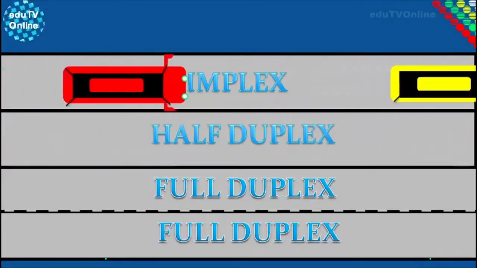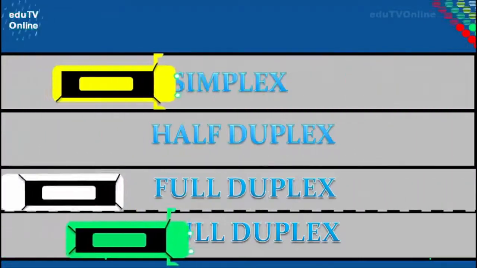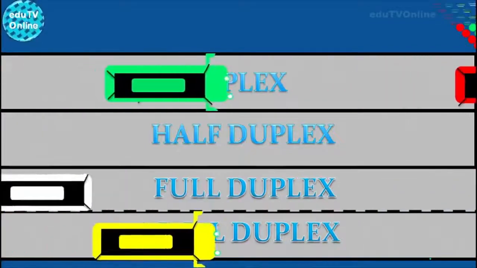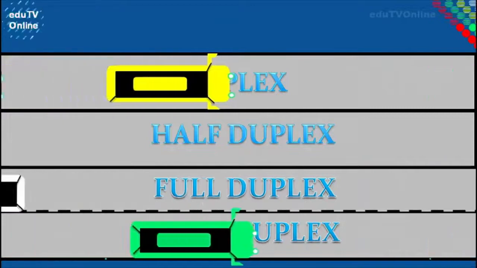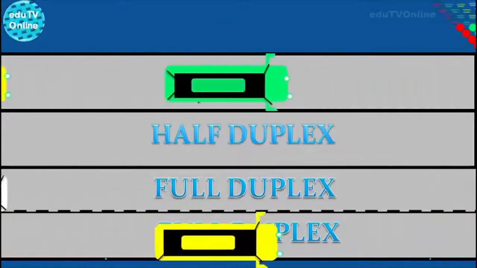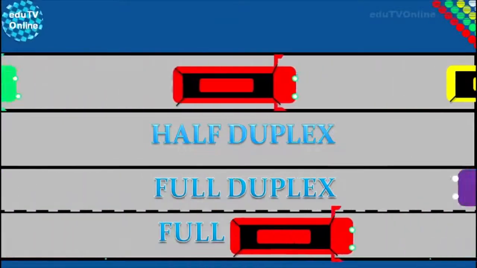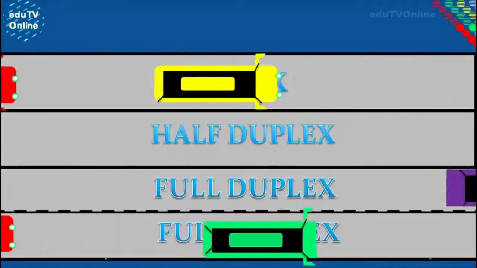But in full duplex, the cars don't have to wait, because you can compare full duplex to a two-lane highway. Each lane is dedicated to a direction. The cars that are traveling in opposite directions have their own dedicated lane as they travel to their destination.